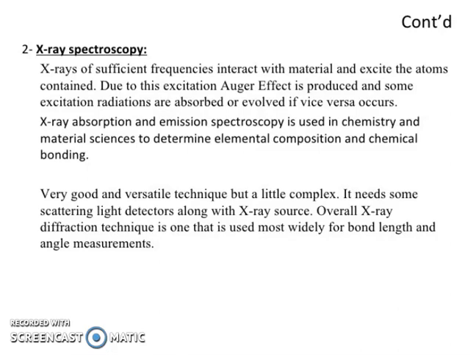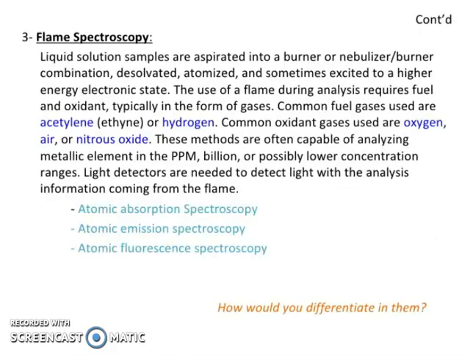X-rays of sufficient frequency interact with materials and excite the atoms' contents. Due to this excitation, the Auger effect is produced and some excitation radiation is absorbed or evolved if vice versa occurs. X-ray absorption and emission spectroscopy is used in chemistry and material science to determine the elemental composition and chemical bonds. Very good and versatile technique but a little complex. It needs some scattering light detectors along with an X-ray source. Overall, the X-ray diffraction technique is one that is used most widely for bond length and angle measurements.